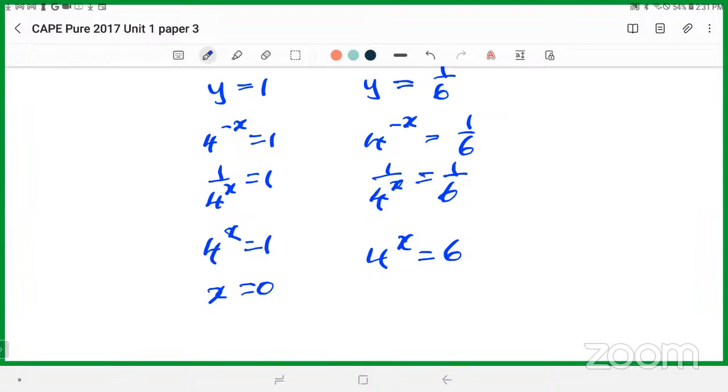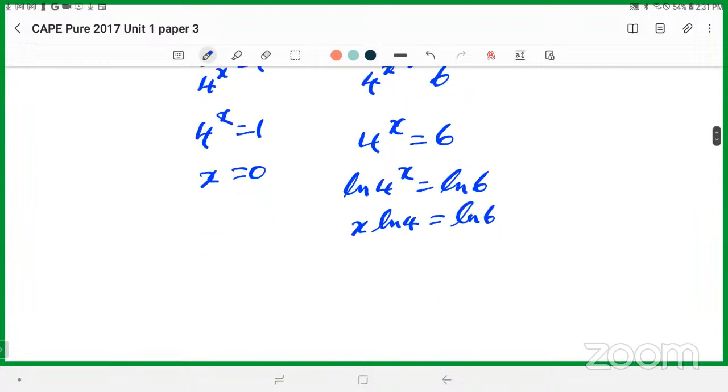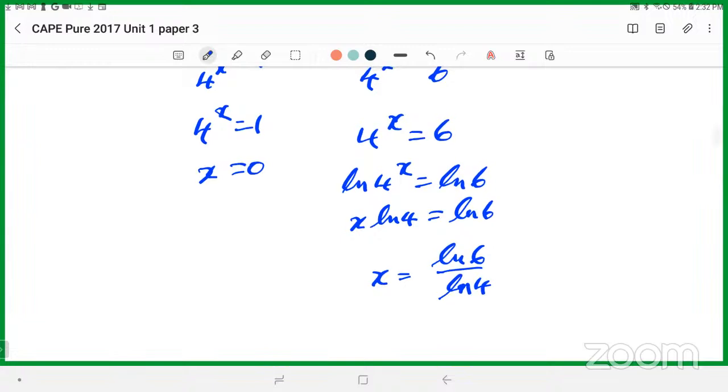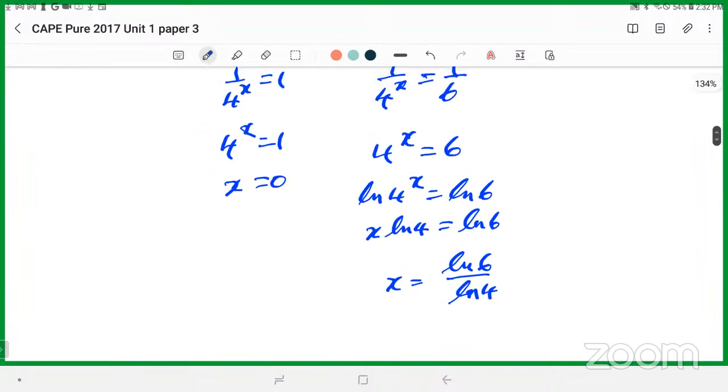And then this one, we have to take logs of both sides. So here we get ln 4 to the x equals ln 6. X comes to the front right there. So x ln 4 equals ln 6. Divide by ln 4. X equals ln 6 over ln 4. So those are the answers for this question.